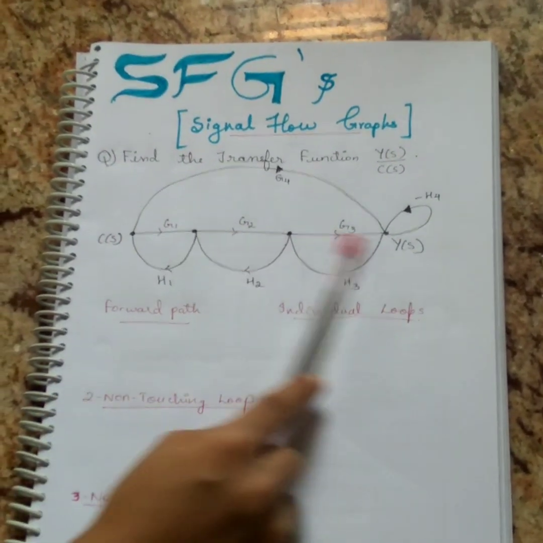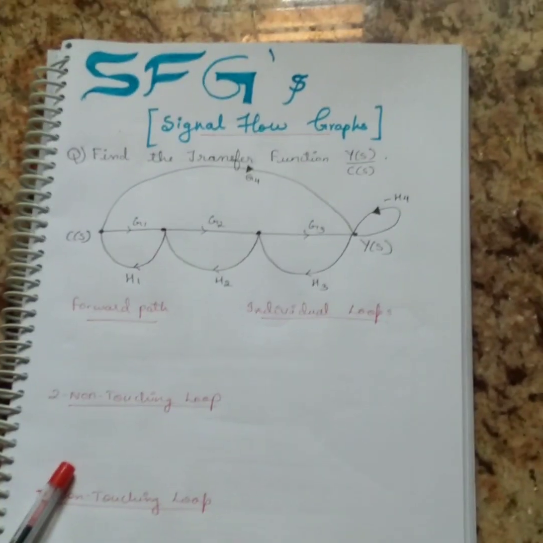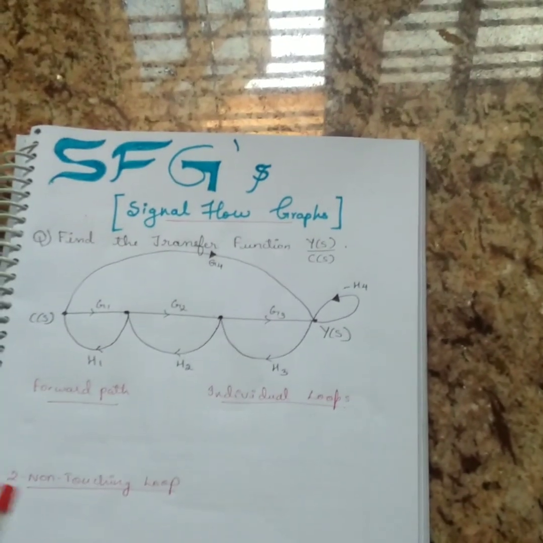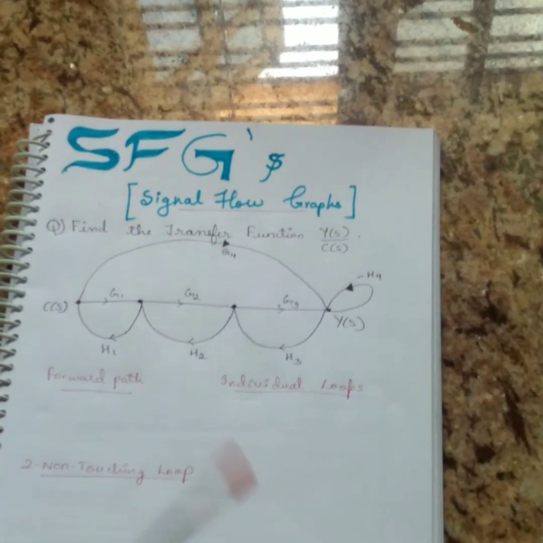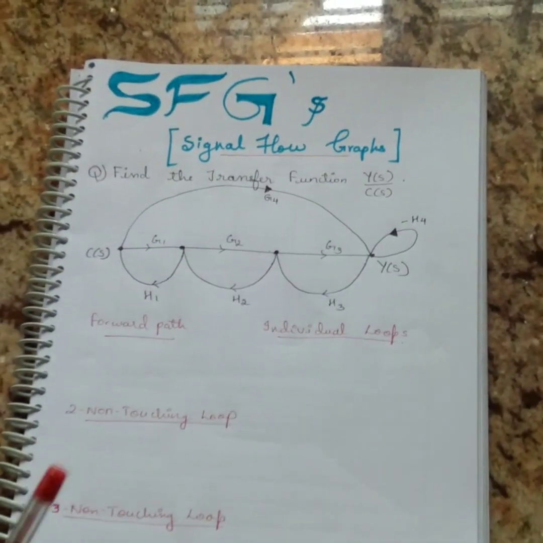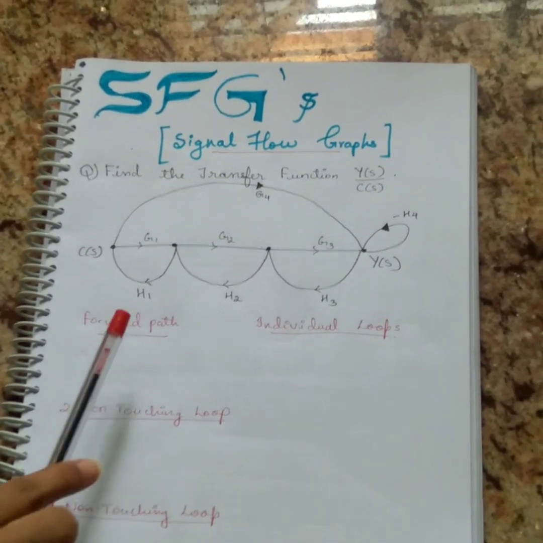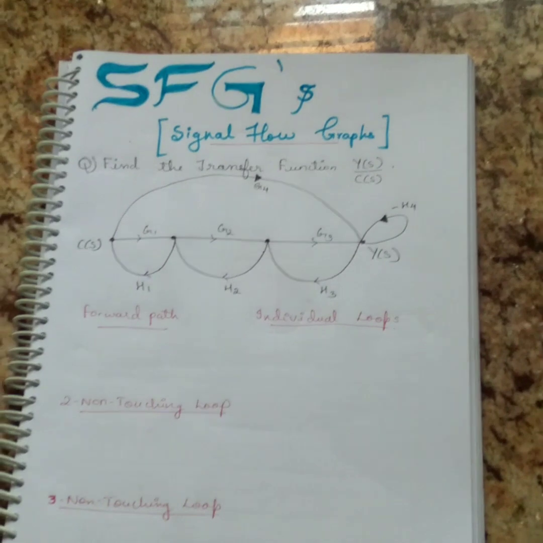First, we need to find the forward paths, and second, we have to find the individual loops, how many loops there are. Thirdly, we have to find the two non-touching loops, and fourth, the three non-touching loops.